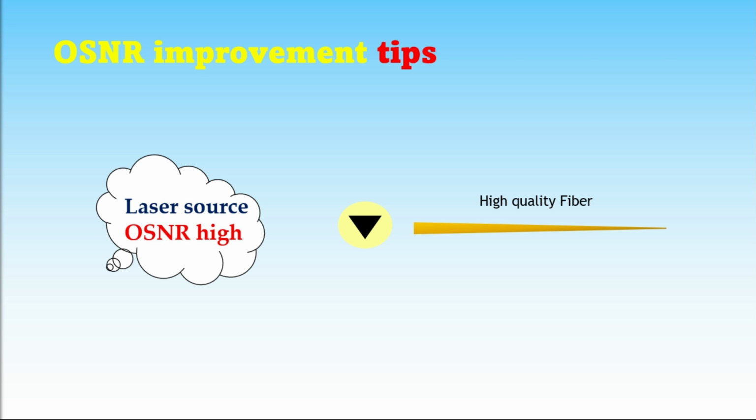Keep the laser source OSNR as high as possible. For that, it is recommended to use high-quality advanced fiber, with large effective area and ultra-low loss, that helps to reduce the nonlinear impairments, such as self-phase modulation, cross-phase modulation, and four-wave mixing, and keep the OSNR high.